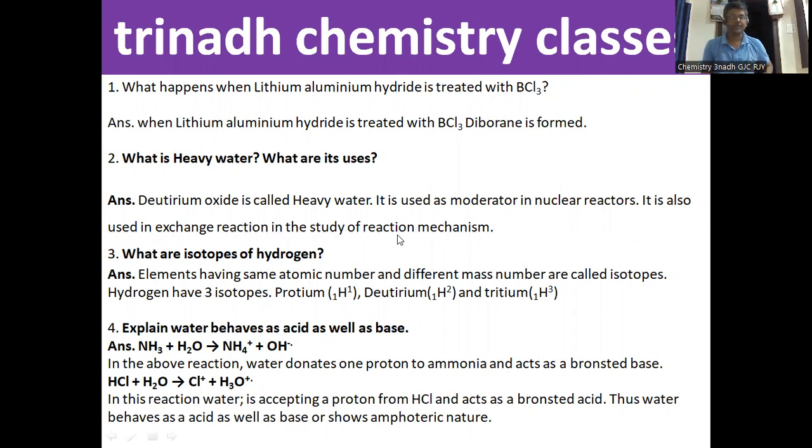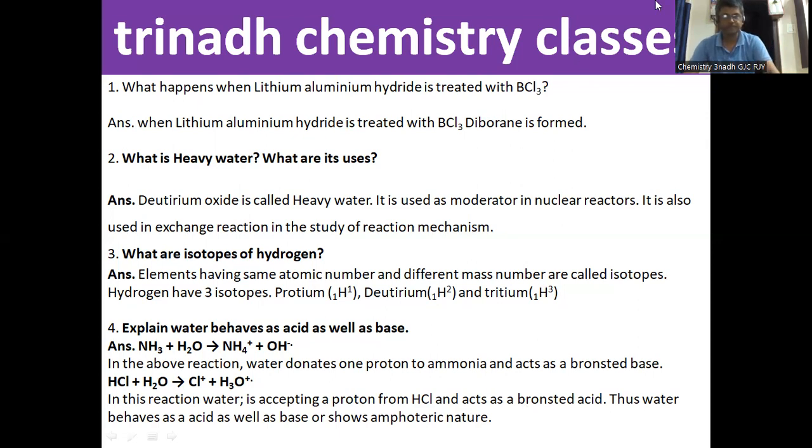The next one is, explain how water behaves as an acid as well as a base. For this, we need to write 2 reactions. One is the reaction of water with ammonia, where water acts as an acid. The other is the reaction of water with HCl, where water acts as a base. So when it reacts with bases, water behaves like an acid, and when it reacts with acids, it behaves like a base.